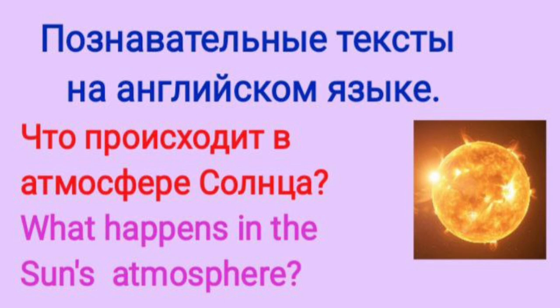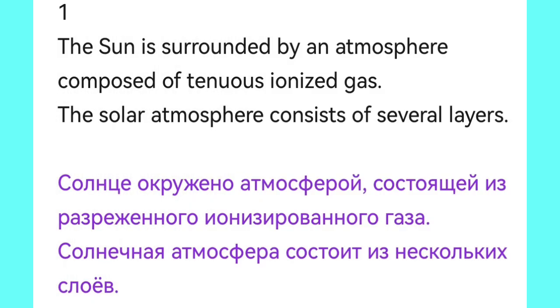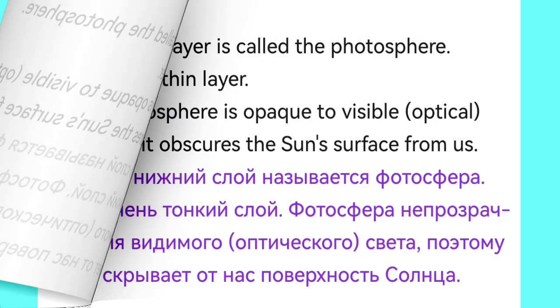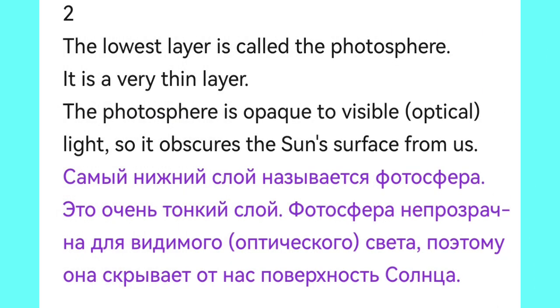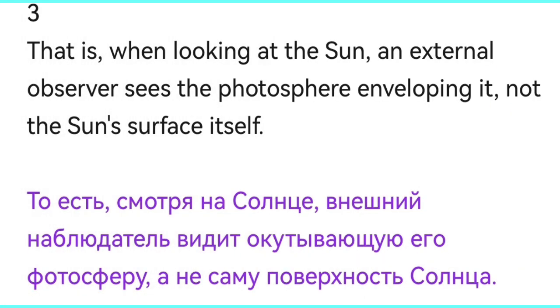What happens in the sun's atmosphere? The sun is surrounded by an atmosphere composed of tenuous ionized gas. The solar atmosphere consists of several layers. The lowest layer is called the photosphere. It is a very thin layer. The photosphere is opaque to visible, optical light, so it obscures the sun's surface from us. That is, when looking at the sun, an external observer sees the photosphere enveloping it, not the sun's surface itself.